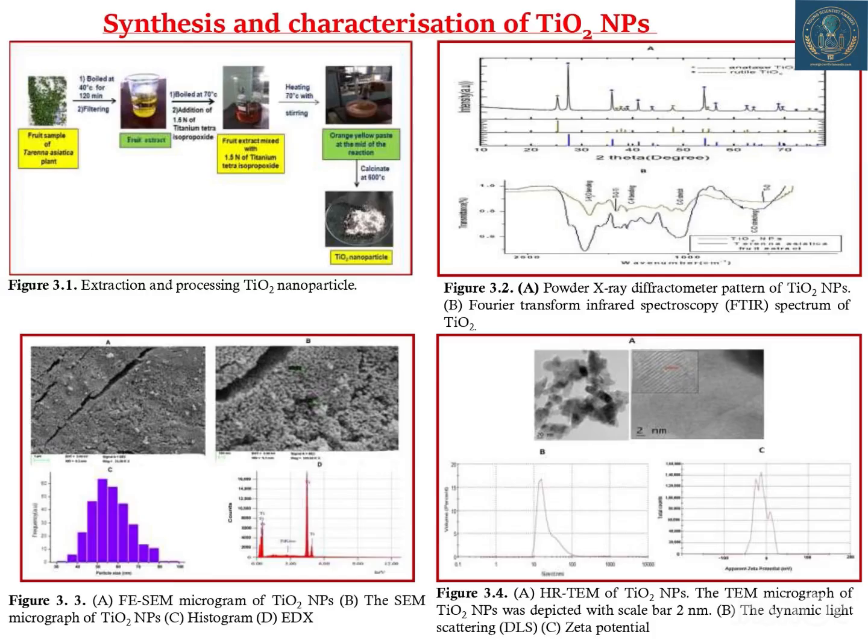Then figure 4 is the HR-TEM image of the synthesized nanoparticle. TEM represents the size of the synthesized nanoparticle, and figure 4b is the DLS result. It represents the size distribution. Figure 4c is the zeta potential. It shows the negative charge of the synthesized nanoparticle.